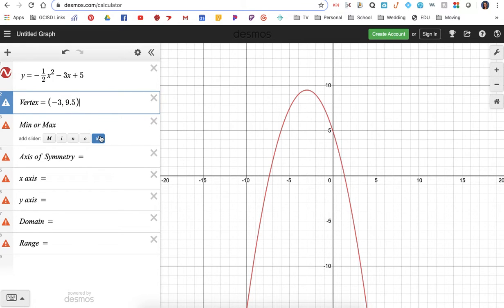Min or max. Minimum means that point's on the bottom of a parabola. Maximum means it's on the top. So in this case, we have a maximum. That would be my answer. I could circle it if that makes it easier, okay?